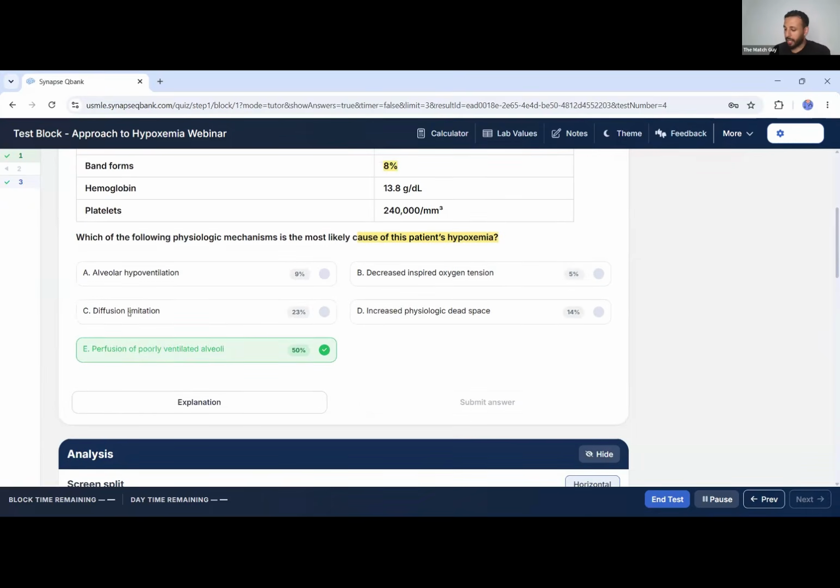Why is it not diffusion limitation? Because there's no involvement of the basement membrane. As we said before, it's not alveolar hypoventilation, not decreased FiO2, and not increased physiological dead space. We said that indicates pulmonary embolism.